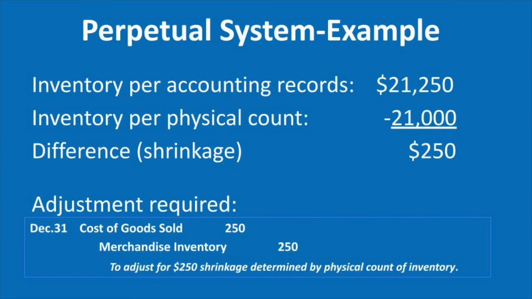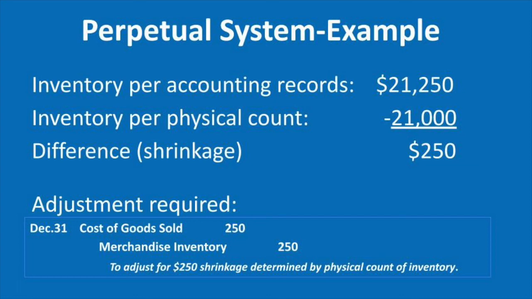So in order to do that, we need to count our inventory. At the end of the period, we count our inventory and see if it matches what our perpetual system is saying. So in this particular example, the perpetual inventory system is saying there's $21,250 on the shelf. We count it, there's only $21,000 worth of stuff on the shelf, so there's $250 missing.